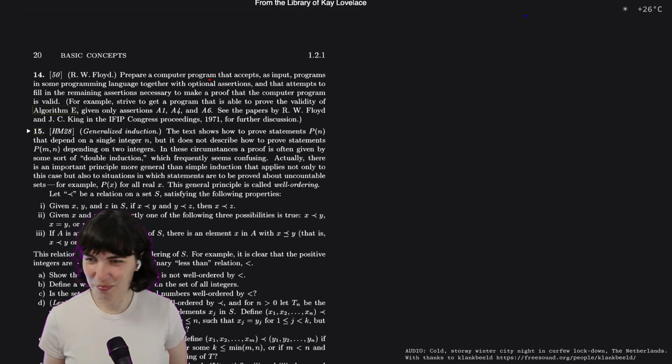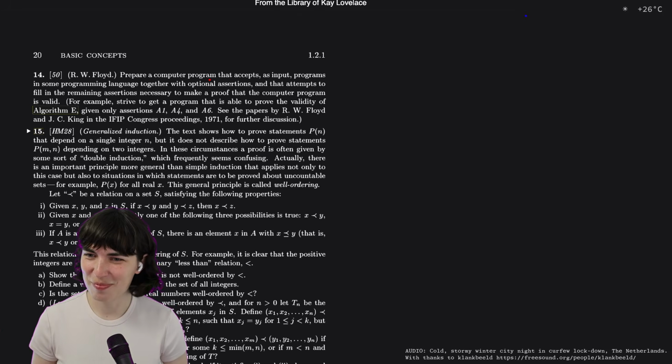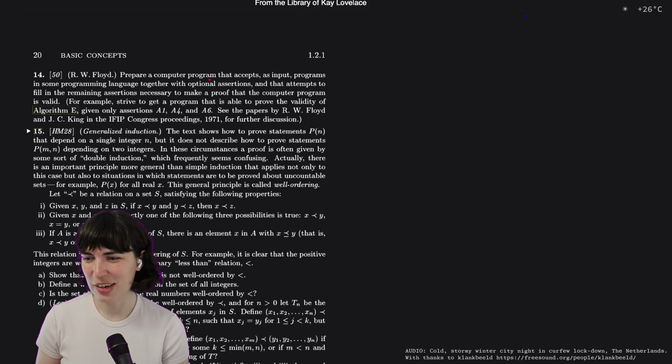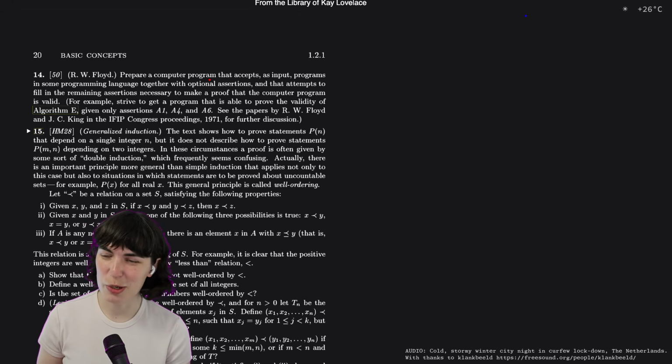Oh, exciting. Prepare a computer program that accepts as input programs in some language together with optional assertions, and that attempts to fill in the remaining assertions necessary to make a proof that the computer program is valid. So it's like a generic prover of any program in, I guess, a special language. Well, that would be quite an accomplishment.